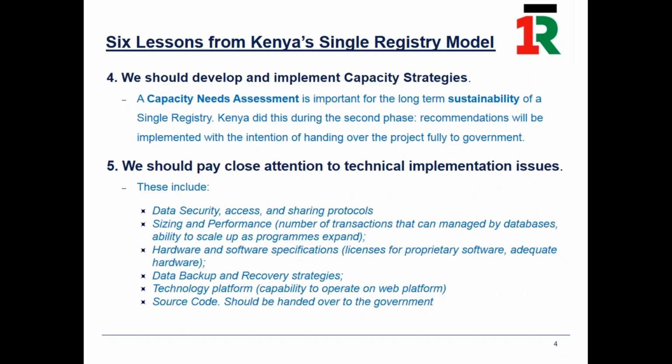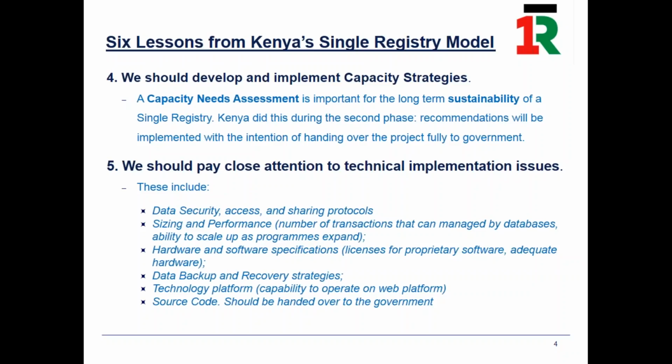Hardware and software specifications are very important in terms of the upgrade of the hardware, as are the specs for the licenses for any proprietary software that may have been used in the development. Data backup and recovery strategies: they need to think through what would happen if, for example, the Winnie's office, which is where this is hosted, were to, God forbid, catch fire. What would happen to the data that is being hosted there? So they need to think through options for off-site backup.